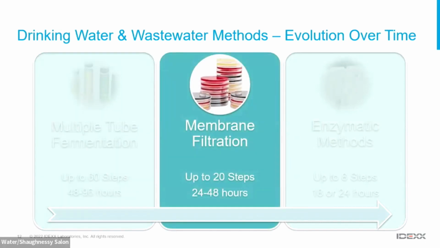Next comes membrane filtration, which is an improvement over multiple tube. Definitely a reduction in the number of steps. It's about 20 total from start to finish. And results are between 24 and 48 hours, depending on if the test has a confirmation. So definitely faster, more accurate, and easier to do from a number of steps standpoint. However, there's still a lot of technique that's involved with membrane filtration. And with that, there's opportunities to mess it up and therefore not get exactly the best results for your test.